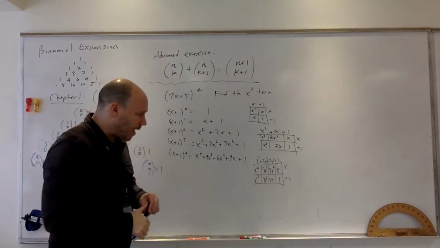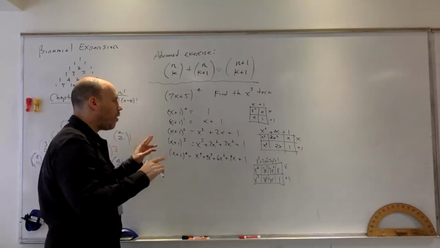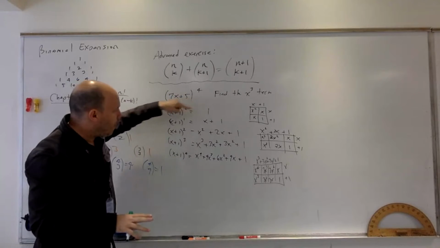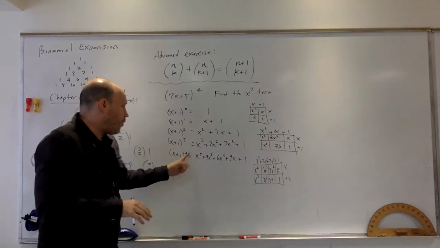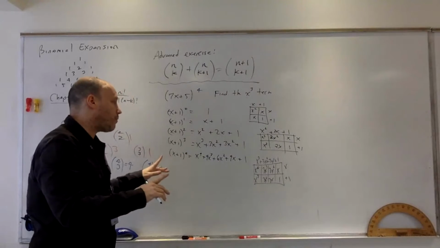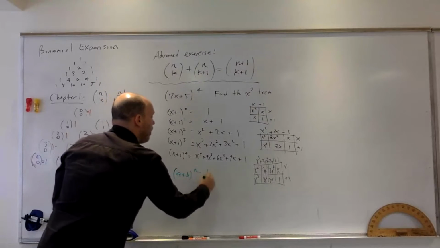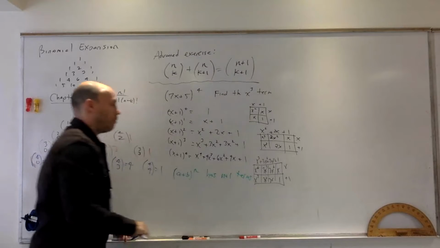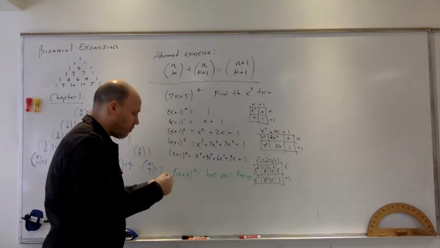Well, why am I making you do this? The first thing is, if we raise something to the 0 power, there's one term. If we raise a binomial to the first power, we have 2 terms. If we raise something to the 4th power, we have 5 terms. So the first thing you notice is that a plus b to the n has n plus 1 terms. That's something we need to know. There's n plus 1 terms.